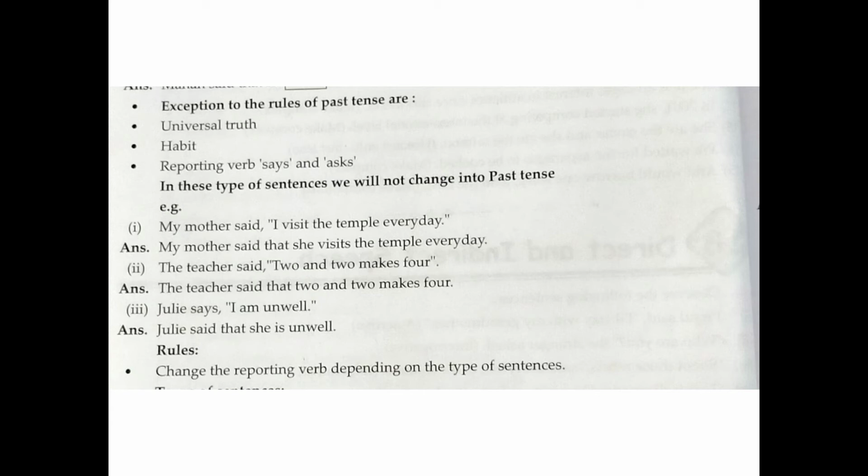One more rule is that we change the reporting verb depending on the type of sentence also. How many types of sentences are there? As we know, assertive sentence, exclamatory sentence, imperative sentence, and the interrogative sentence. These are the 4 types of sentences. Now we will see, according to the type of sentence, what changes there will be when changing from direct to indirect speech.